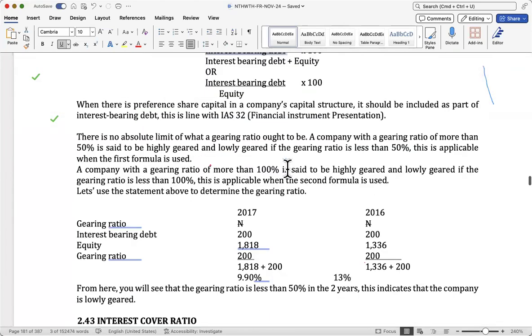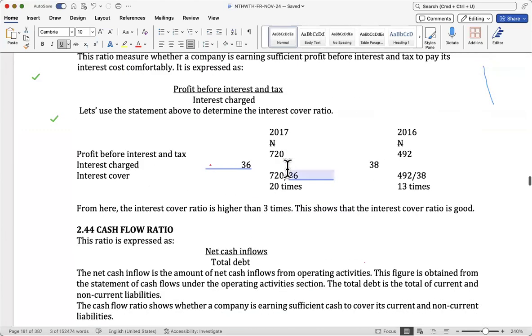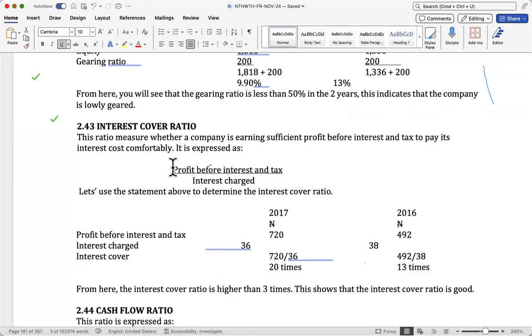Okay, so that's that. Then we have interest cover ratio, which is how many times your profit can pay your interests. Of course, this one, the higher the better, because it shows cover. It shows that even if you pay a lot of interest, your shareholders will not suffer. This is what interest cover ratio does for any company.